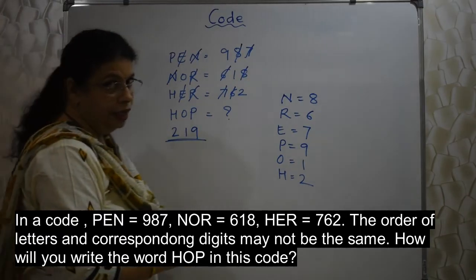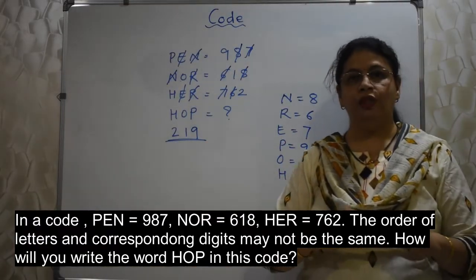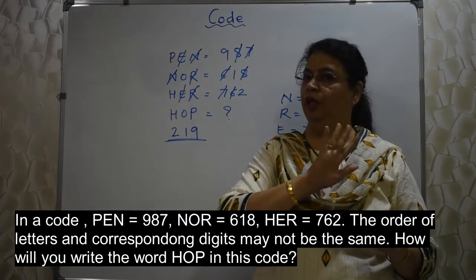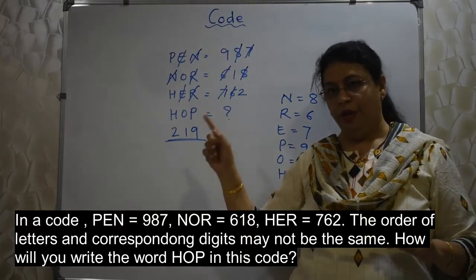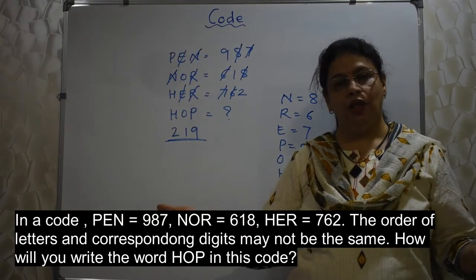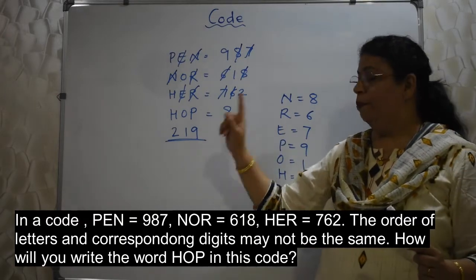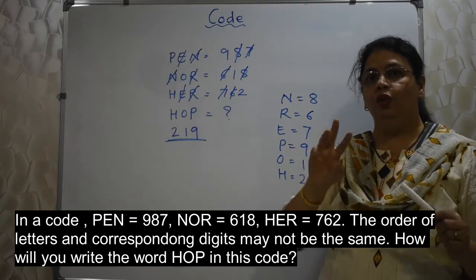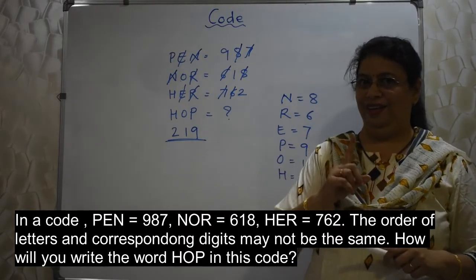Here again I want to tell you 219 may not be one of the options. Don't think that you have done something wrong. If there is 912, choose that, because they have given in the question that the order may not be the same. But there has to be 2, 1 and 9 in those 3 digits. Isn't it interesting?